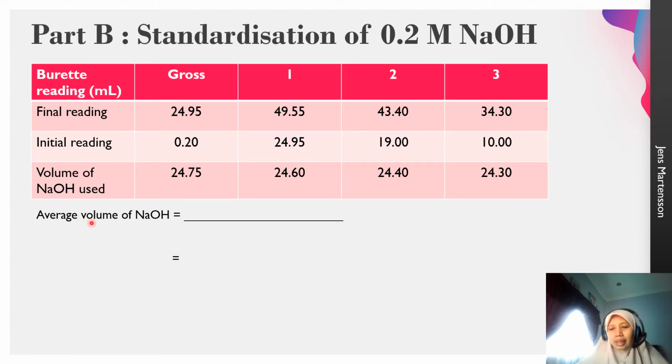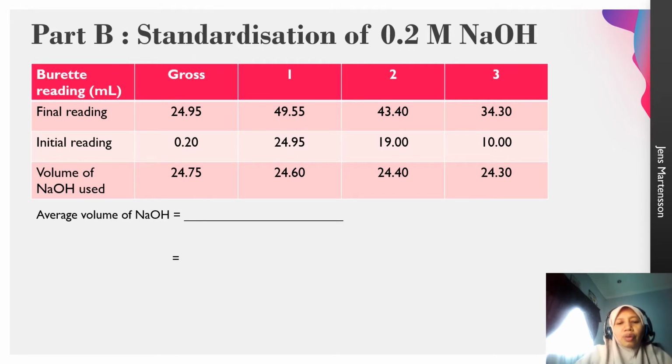And how do we calculate the average volume of NaOH? We only consider reading number 1, reading number 2, and reading number 3. We don't include the gross reading because it's gross. Yeah, it's just an estimate, not the accurate volumes.